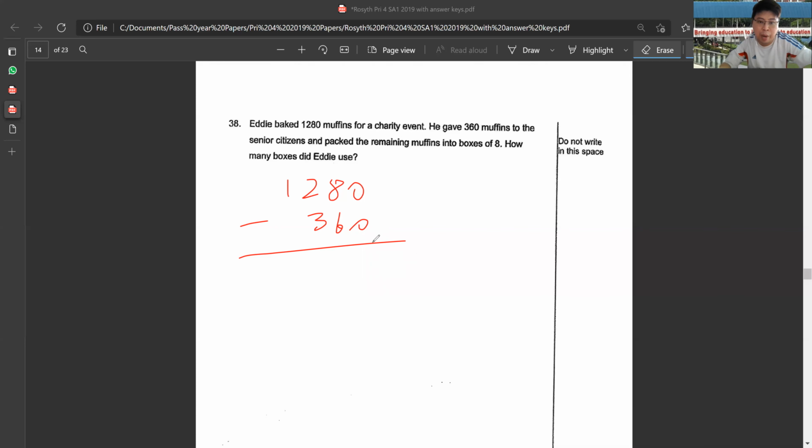Then it's 0 minus 0 is 0. 8 minus 6 is 2. 12 minus 3 is 9. If you see it like that, you can straight away use 12 minus 3. Faster.